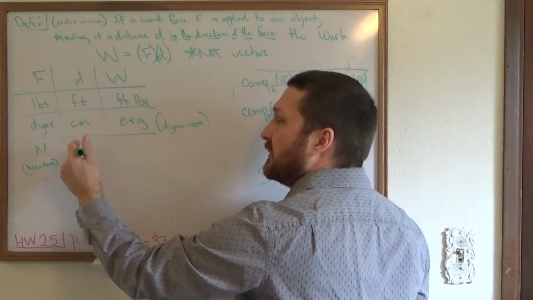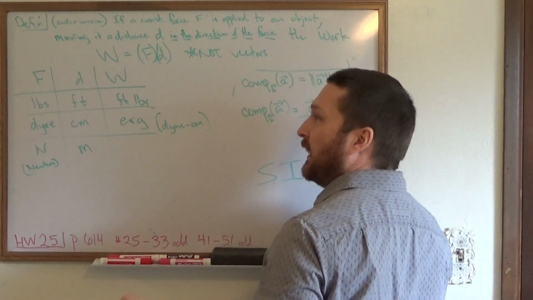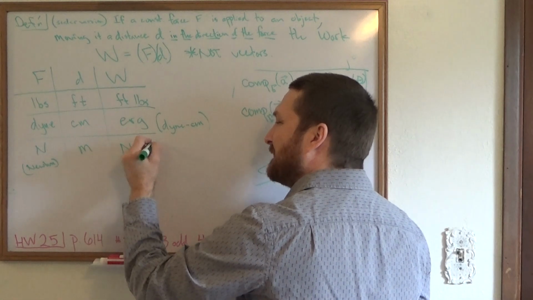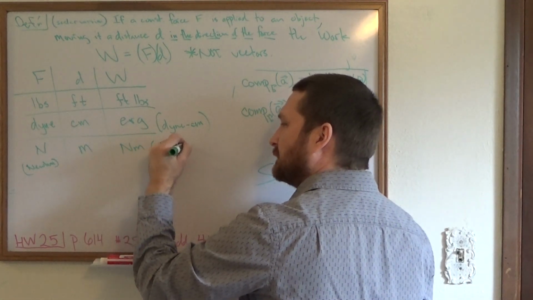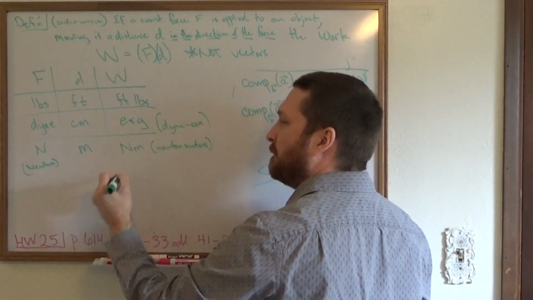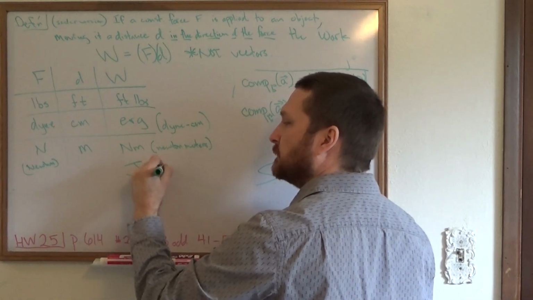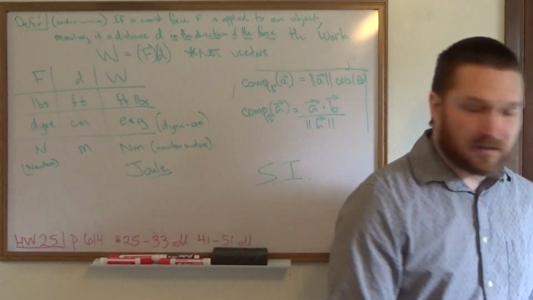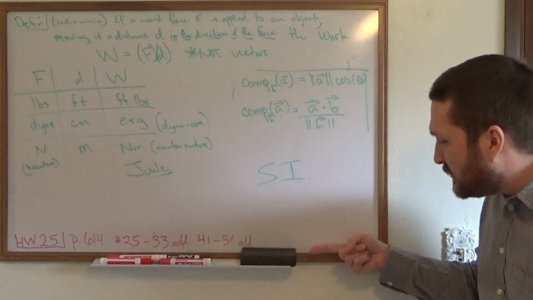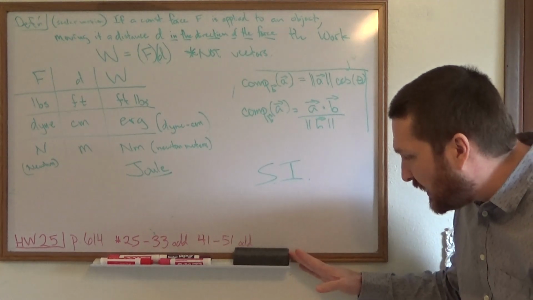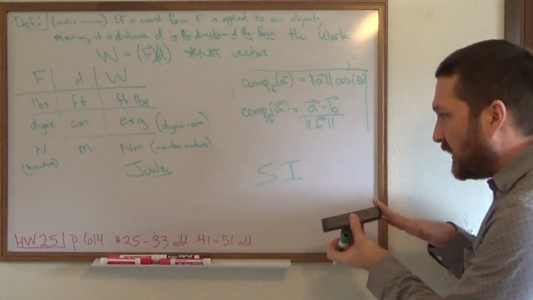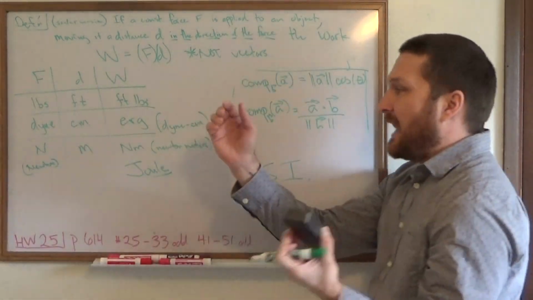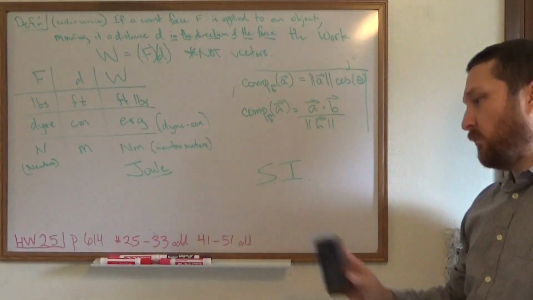Length, standard, is meters. And the work is Newton meters. But this has a special name. It's called a joule. A joule is a Newton meter. So if I apply however many newtons to push this thing and I move it, say, 1 meter, then I've done however many joules of work.